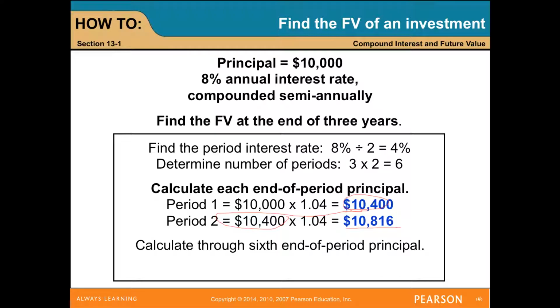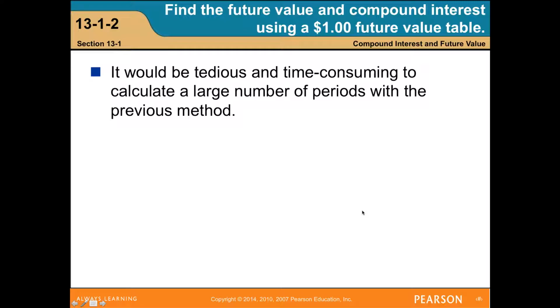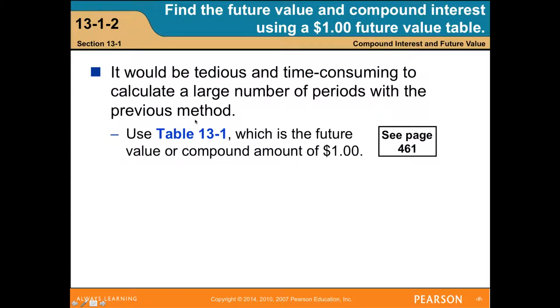Then we continue doing that for periods 3, 4, 5, and then I guess they want us to jump straight through. The final, sixth end-of-period principal is $12,653.19. That's the total amount paid at the end of the sixth period. It would be tedious and time consuming to calculate a large number of periods with the previous method.